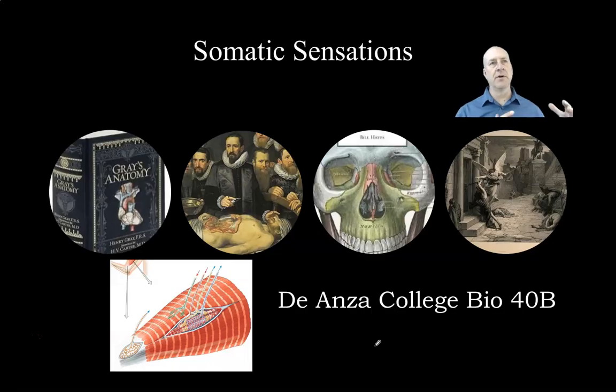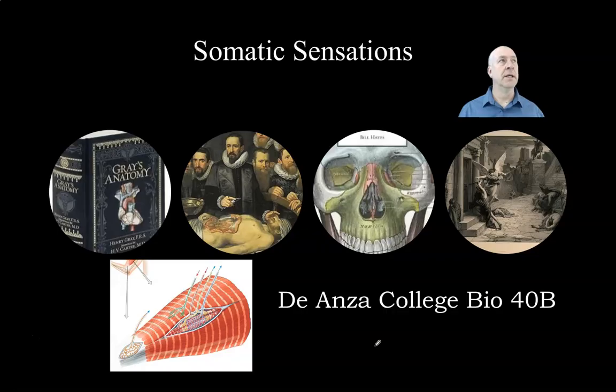We just finished kind of an overview of sensation and perception and receptors. We're going to dive in deep now. This is not an overview, it is deep into the somatic receptors of the integumentary system and the proprioceptor receptors of the muscles and joints.